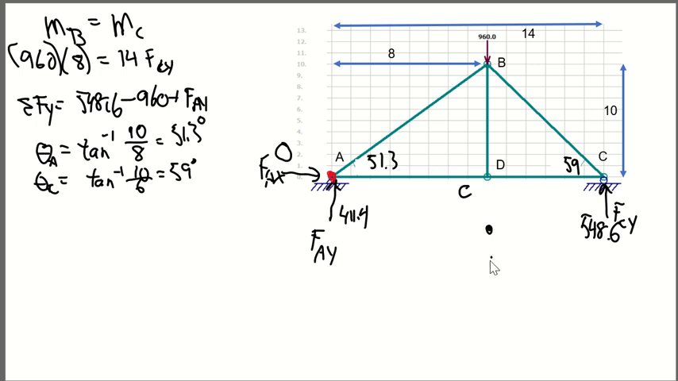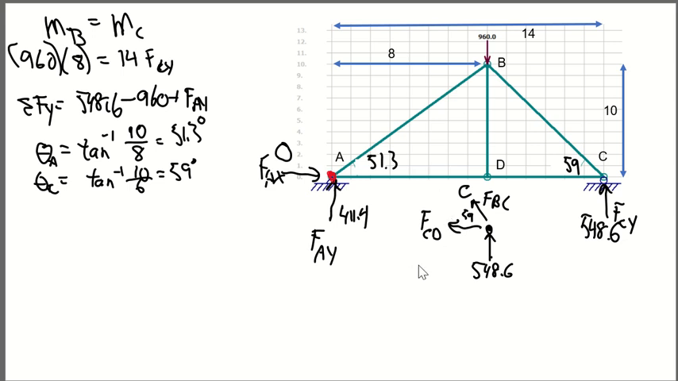I've got 548.6 going upward. When I draw my free body diagrams, all my arrows are pointing away, except for the ones that I know. So this one I'm going to label FCD, and then I have this one, FBC, with my angle of 59. Squeeze that in there. So here's my free body diagram for point C, at pivot point C. So joint C, I'm sorry.